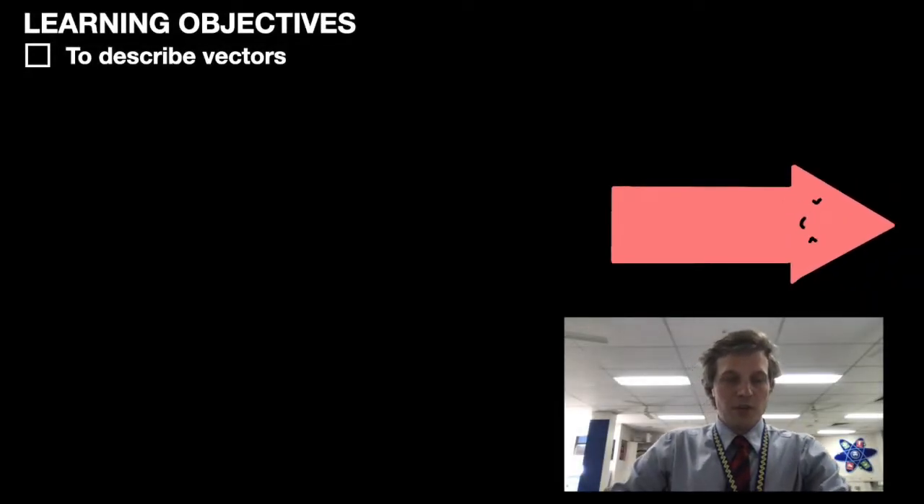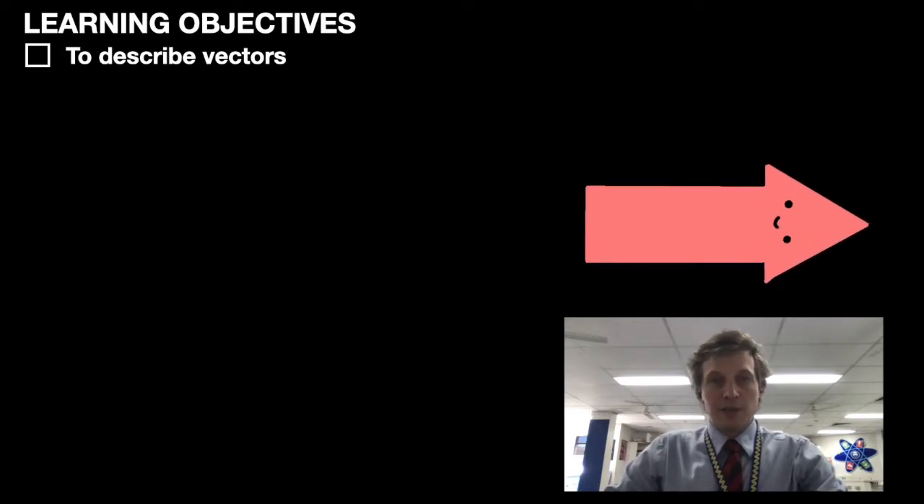The learning objective for this video is to describe vectors, something which we've already touched on in Year 10. Now, physics deals with a great many quantities, and some of those have both size and direction. It needs a special mathematical language, the language of vectors, to describe those quantities. This language is also used in engineering, the other sciences, and it's even in common speech.